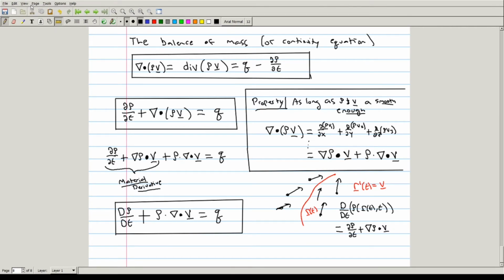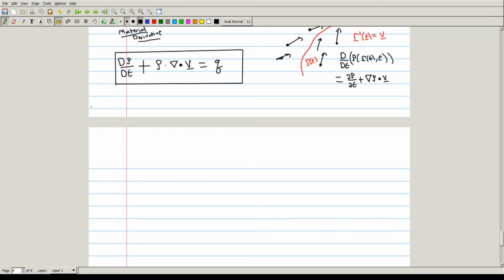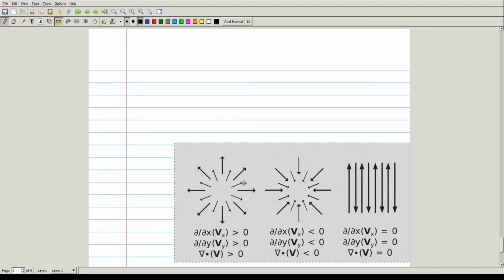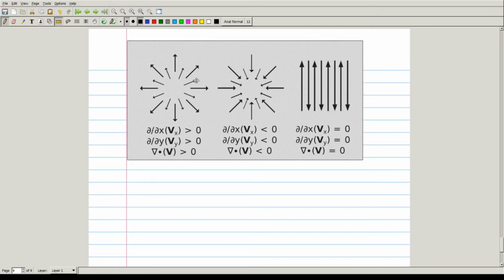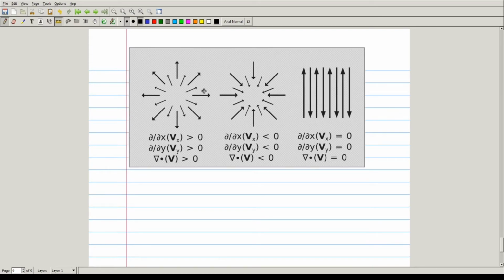So we can give a good summary of exactly what the divergence of a given vector field means. It's an intuitive summary here. We'll consider the divergence in 2D, not in 3D, but this interpretation also holds in 3D as well. This is the physical interpretation.